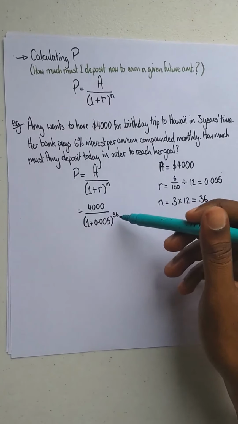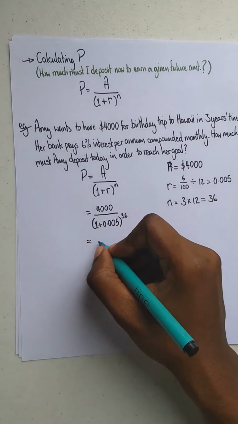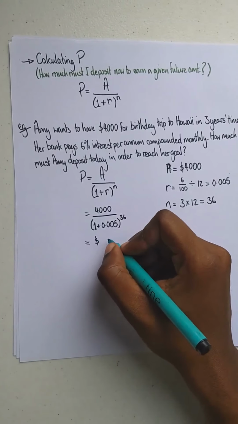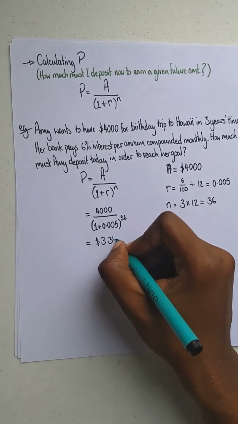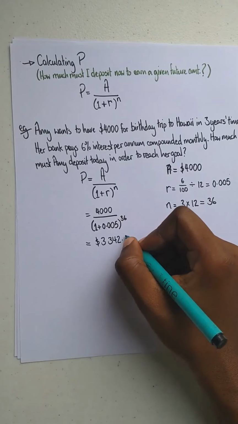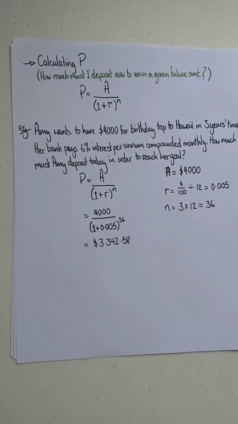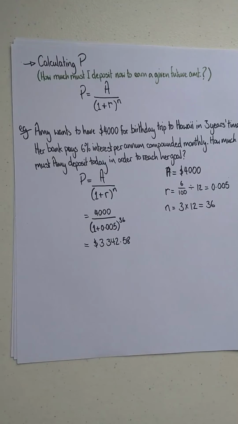you should get $3,342.58 as the amount of money she needs to deposit currently, so that in 3 years' time she'll have $4,000 in her bank account and be able to enjoy her trip.